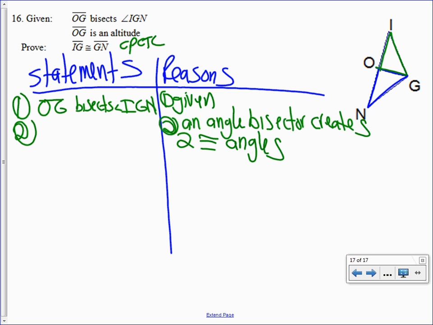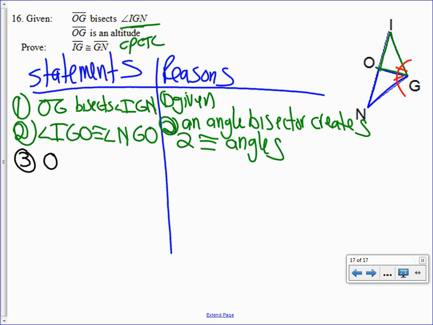Well, let's see. What's being bisected? IGN. G is the vertex. There's my angle. There are my 2 congruent angles. So G must be in the middle for both of them. Angle IGO is congruent to angle NGO. All right. So with that many proofs, let's move on to the next given.